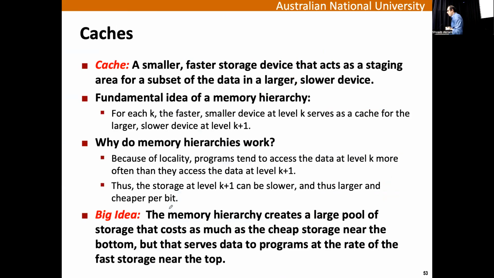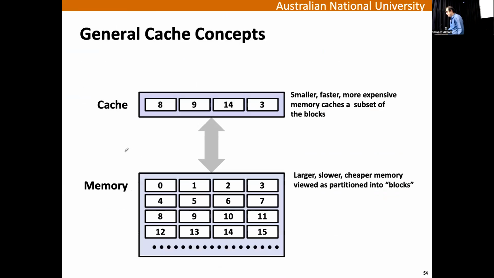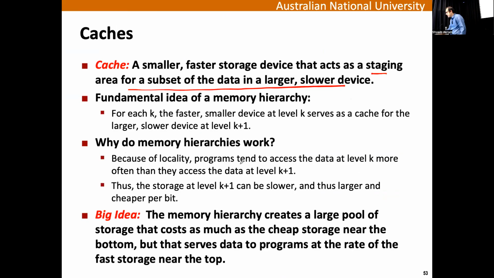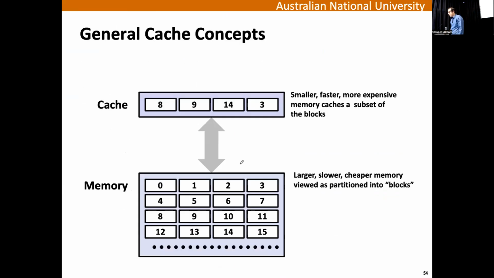So a cache is a small, fast storage device that acts as a staging area for a subset of data in a larger, slower device. The basic idea is caches are everywhere. You can have a cache between any two levels. You can make main memory a cache for disk. You can have SRAM cache for DRAM. It's a very general idea, but let's explore it in the context of SRAM cache.